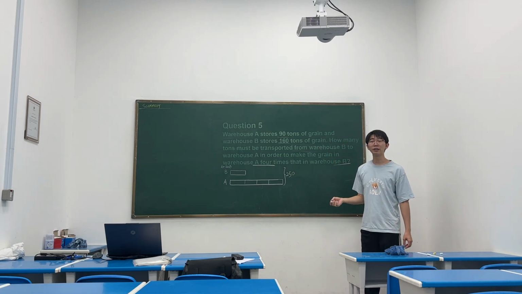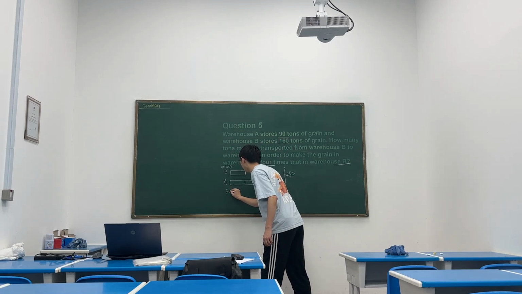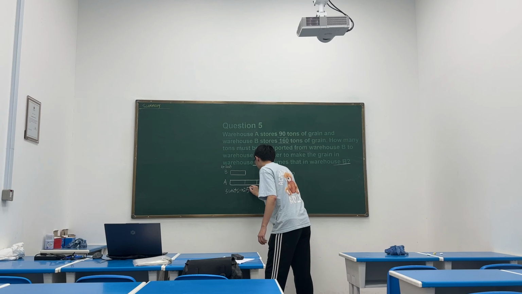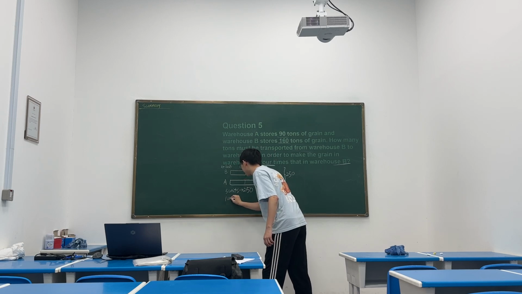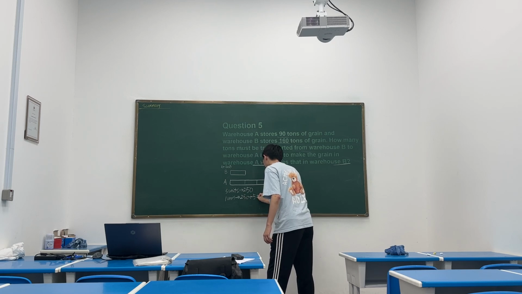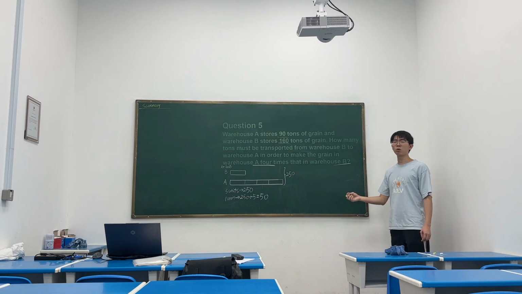Then how do we find out 1 unit? To find it out, we can use 5 units equivalent to 250. So 1 unit will equal 250 divided by 5, which is 50. Now 1 unit equals 50.